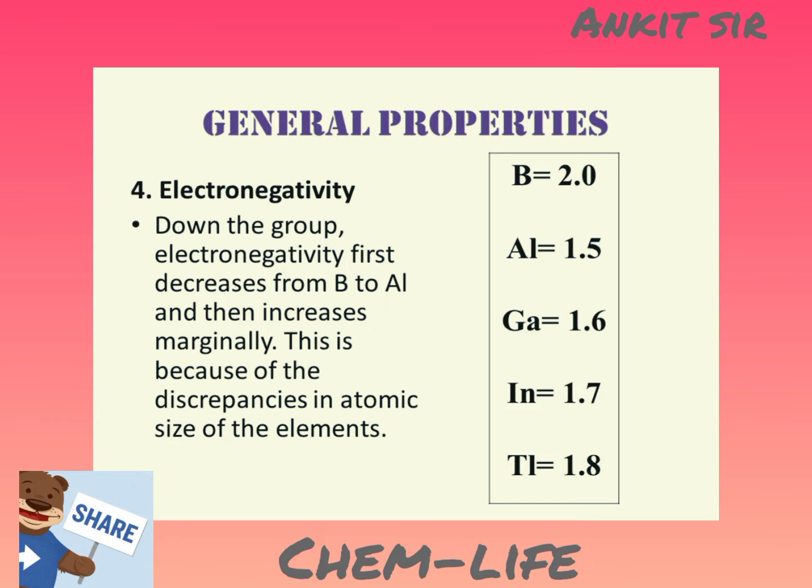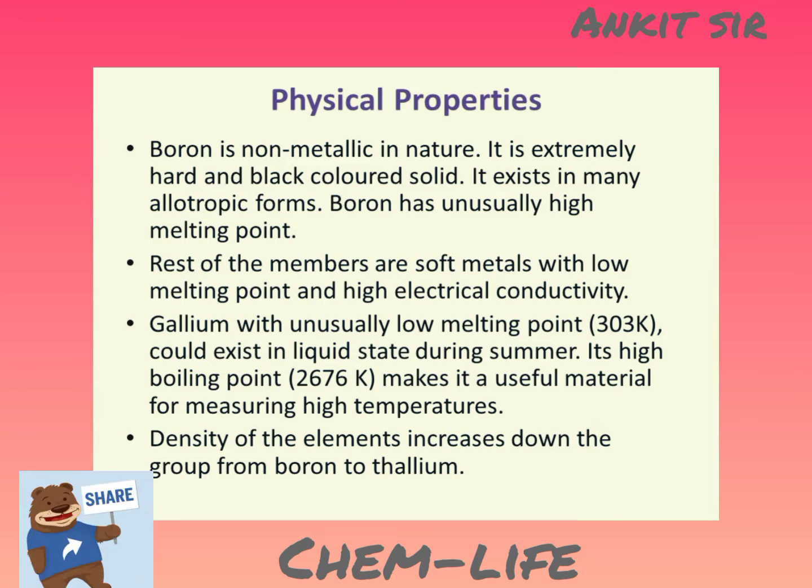Physical properties. As you know, boron is non-metallic in nature. It is an extremely hard, black colored solid. It exists in many allotropic forms. Boron has an unusually high melting point. The rest of the members are soft metals with low melting point and high electrical conductivity. Gallium with an unusually low melting point, which is 303 Kelvin, could exist in liquid state during summer. Its high boiling point, 2676 Kelvin, makes it a useful material for measuring.